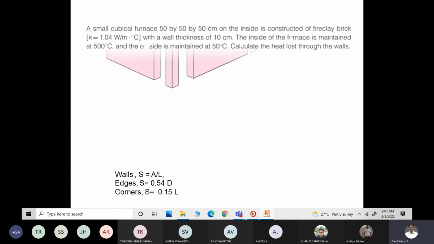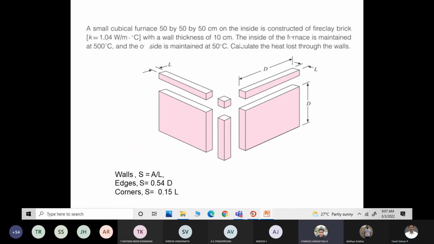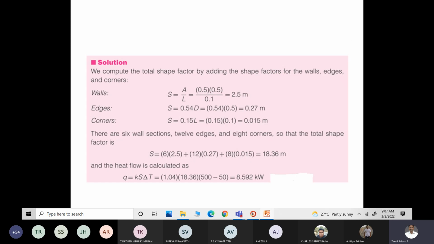Is it fine, students? Even after saying it so many times, you people are not following. The lumped system we have covered for CAT 1. For CAT 2 we have infinite solid, semi-infinite solid and conduction shape factor problems.